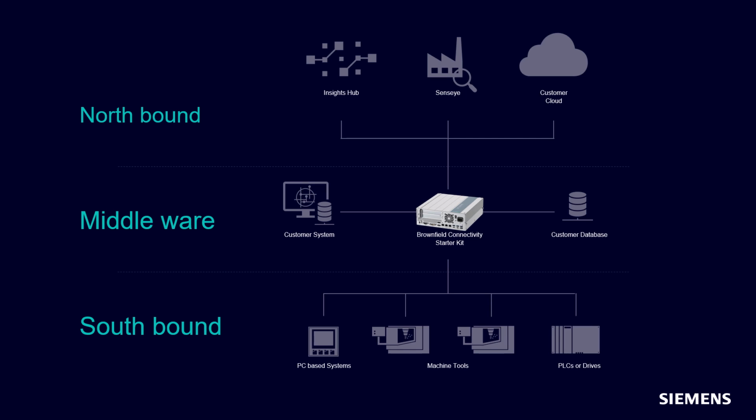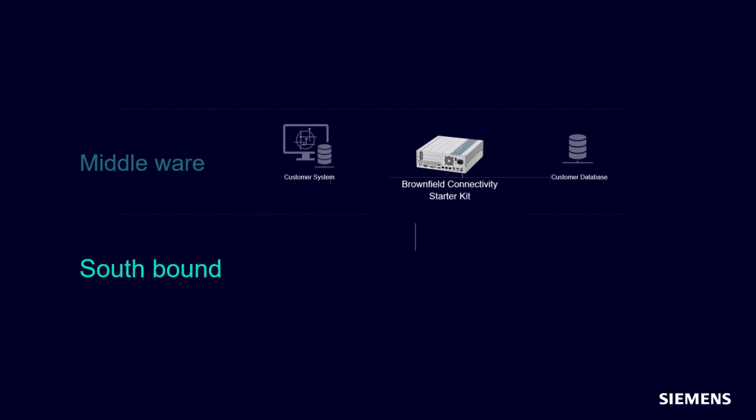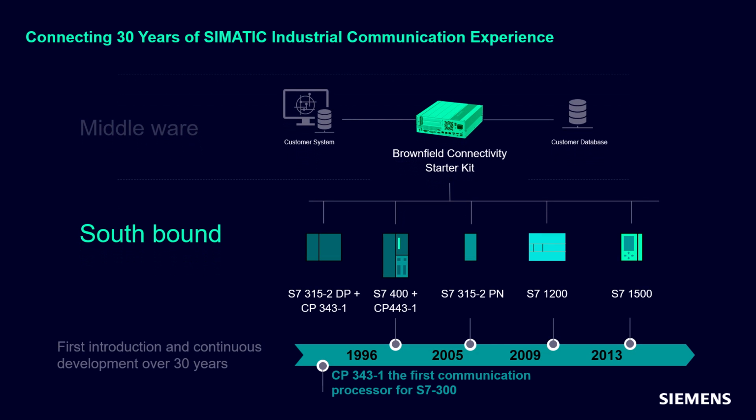If you look at the various SIMATIC controllers, up to almost 30 years old but capable of communicating over Ethernet, with brownfield connectivity, you can add your machines into your digitalization approach and take your machine data to northbound systems for further productivity optimization analysis.